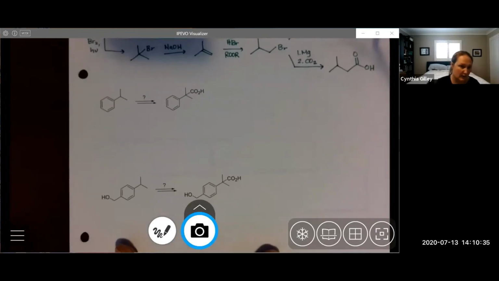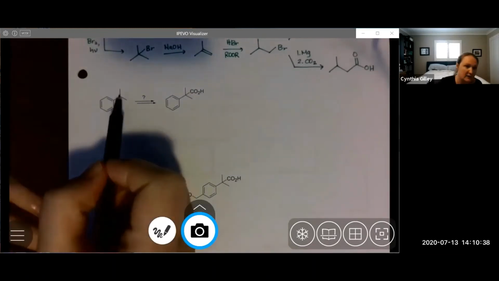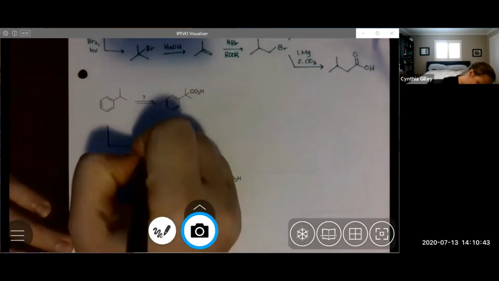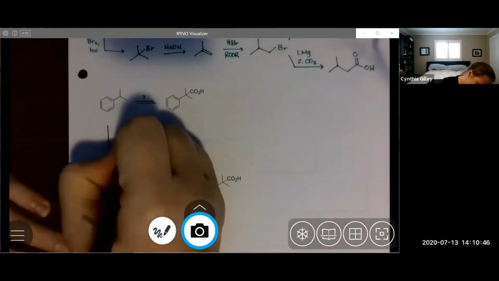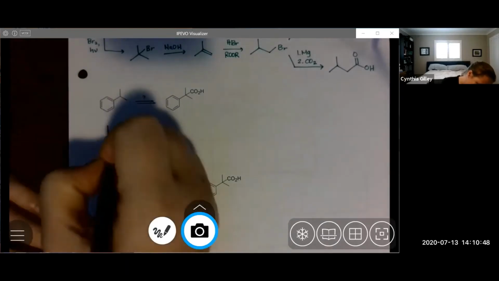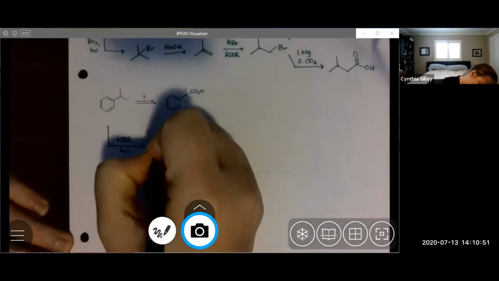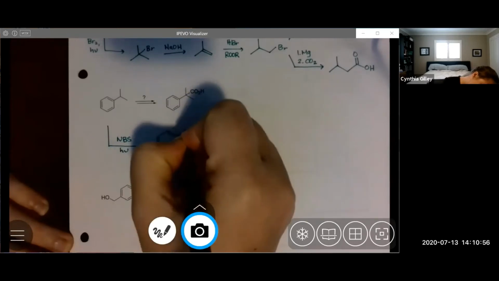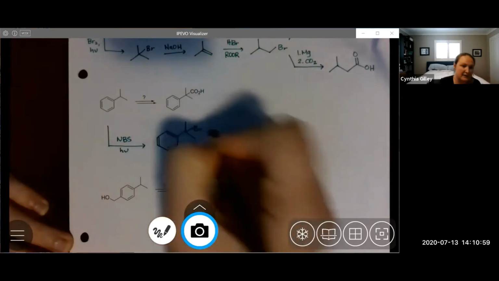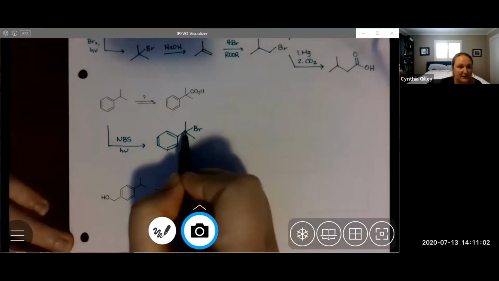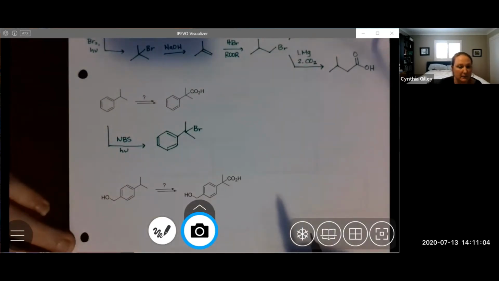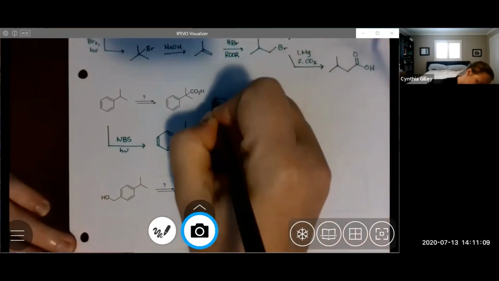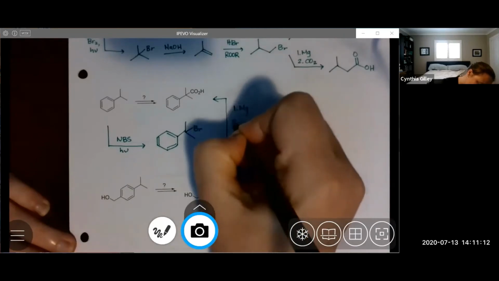And the next one. So now we have the benzylic position, which needs to be functionalized. So typically you use NBS, light or heat, to put a bromine into benzylic position. And now in this case, because this is a tertiary carbon, you have to use the Grignard. So we would treat this with magnesium, followed by CO2 and then acidic workup.